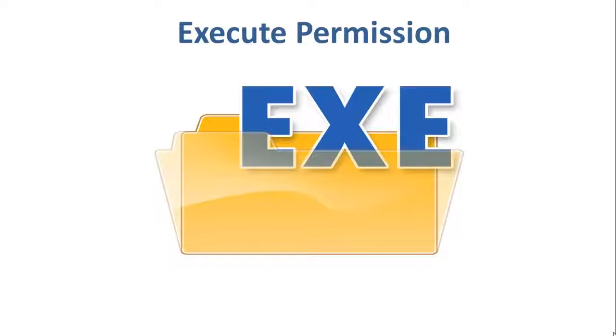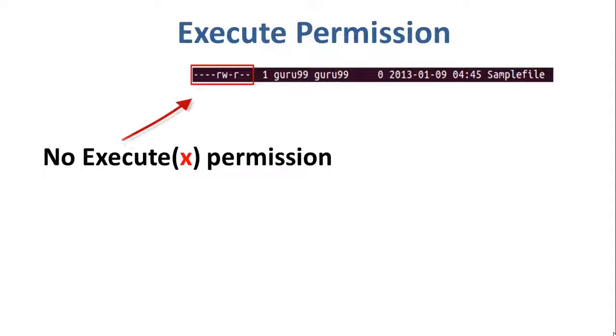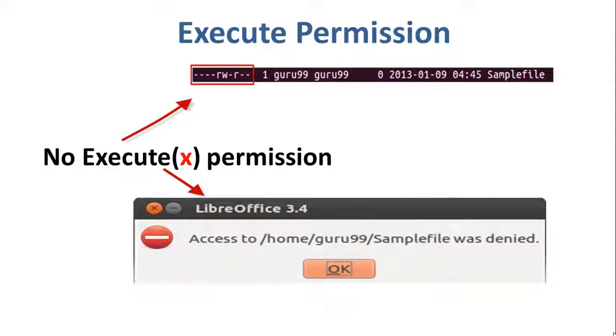In Windows, an executable program usually has an extension .exe which you can easily run. In Unix or Linux, you cannot run a program unless the execute permission is set. For example, in the sample file here, the user does not have the permission to execute it. Hence, we would get an error message if we try to open it. Therefore, if the execute permission is not set, you will not be able to run the file.